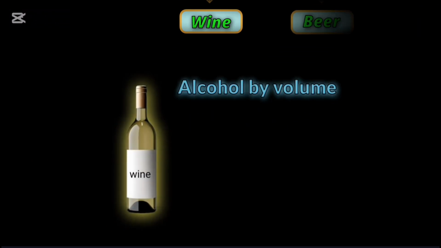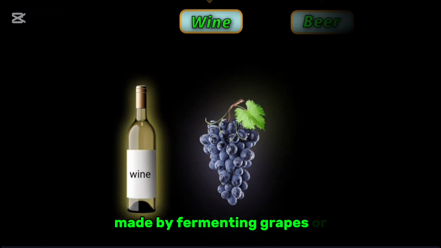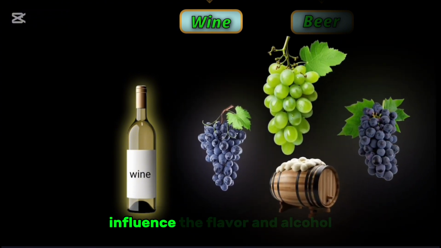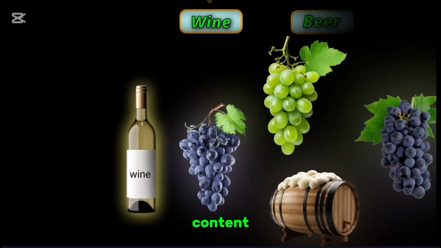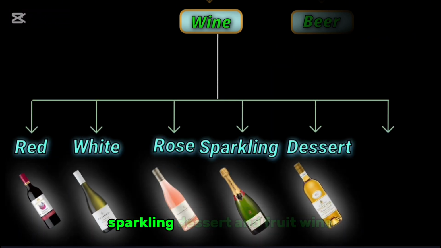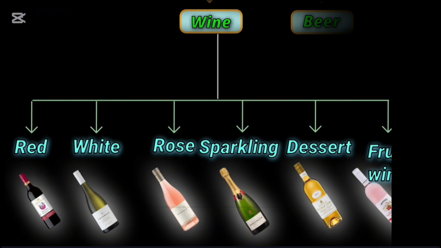Wine. Alcohol by volume is 9% to 16%, made by fermenting grapes or other fruits. The type of grape and fermentation process influence the flavor and alcohol content. Types of wine are red, white, rose, sparkling, dessert, and fruit wine.